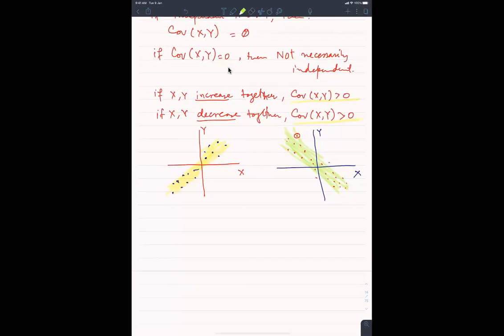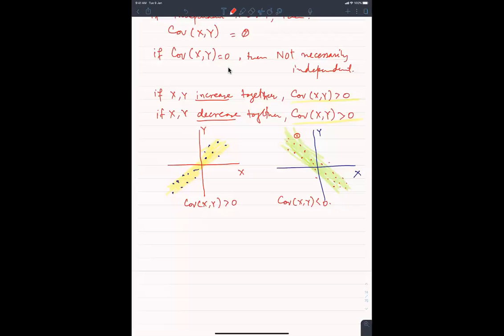Mostly values like these will appear. So in this case, the covariance of x and y is greater than zero, and in this case, the covariance between x and y is less than zero. So what does covariance tell you? Knowing the values of one random variable will give you some idea about the value of the other random variable.